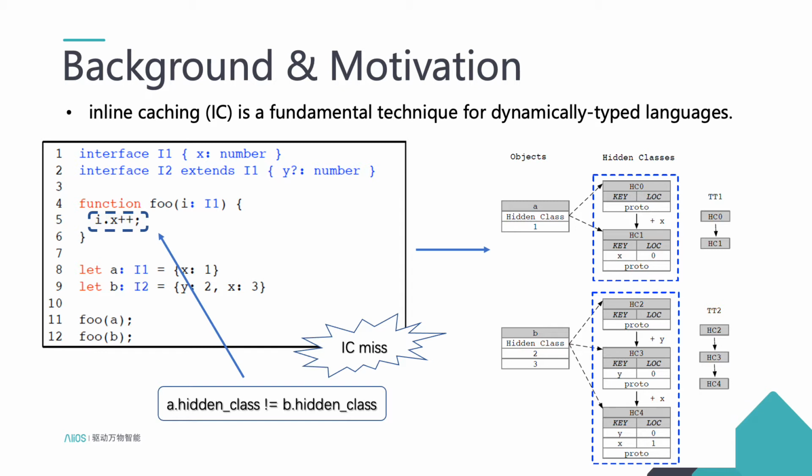If the code in line 11 is executed again, the runtime can directly load the value of property X at location 0 as long as the hidden class of the incoming object matches the cached hidden class HC1. As you can see from this example, inline caching plays an important role to optimize object accessing for dynamically typed languages. On the other hand, if the incoming hidden class does not match the one cached, an inline cache miss happens. For example, when executing the code in line 12, since the hidden class HC4 of object B is not identical to HC1, an inline cache miss occurs.